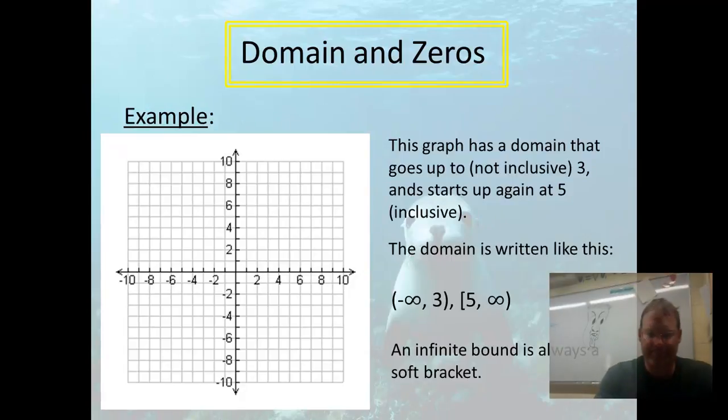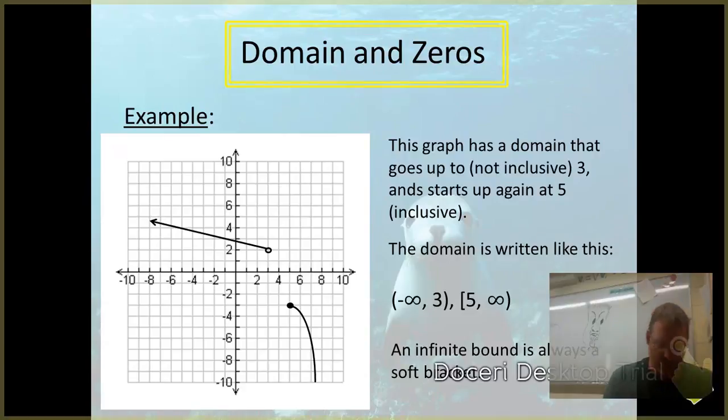So here's a graph, in case you couldn't tell what that was. And it has a domain, if you look, that goes up to but not including 3. And it starts up again at 5. Okay, so if you think about which values are represented here on the number line, everything this way, all the way up until 3. Then it skips up to 5 and includes everything in this direction again. Okay, so the way that we write the domain is between negative infinity to 3, and then from 5 to infinity.